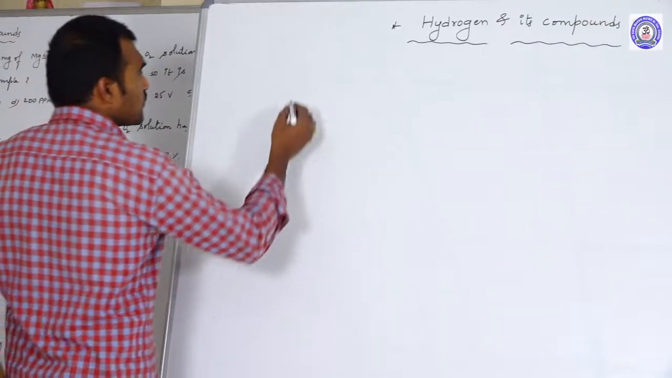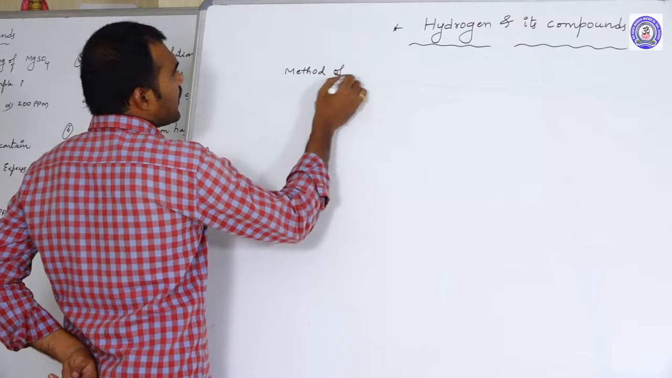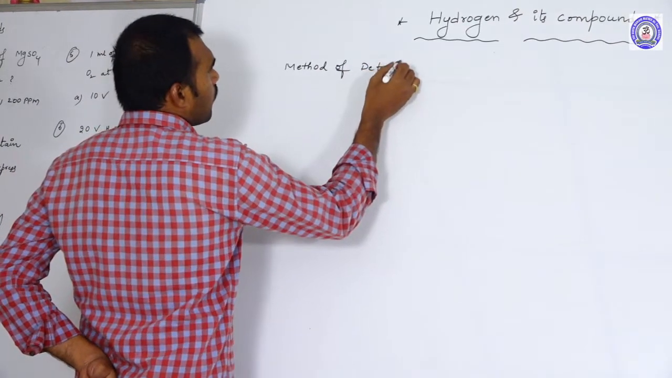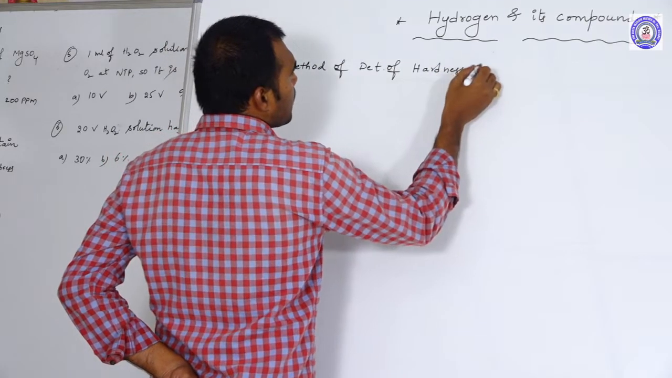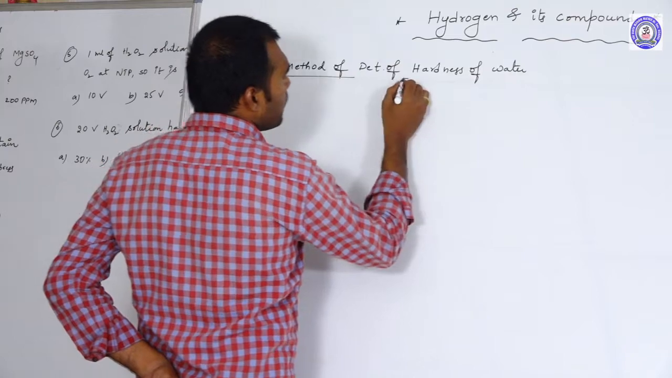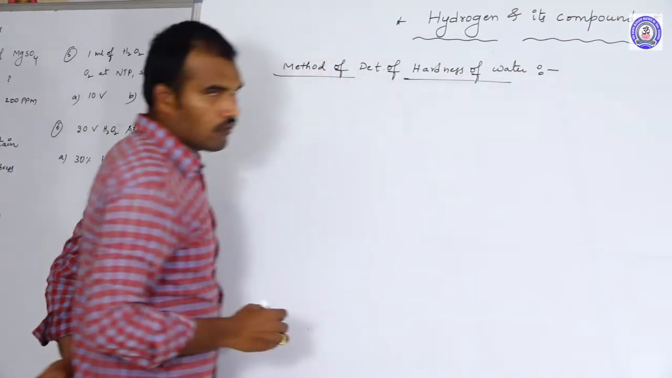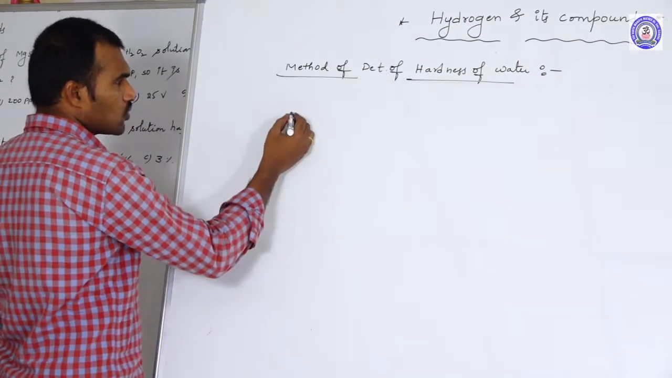Let us discuss the method of determination of hardness of water. Hardness of water. Method of determination of hardness of water. As we know, the hardness of hard water is because of six salts.